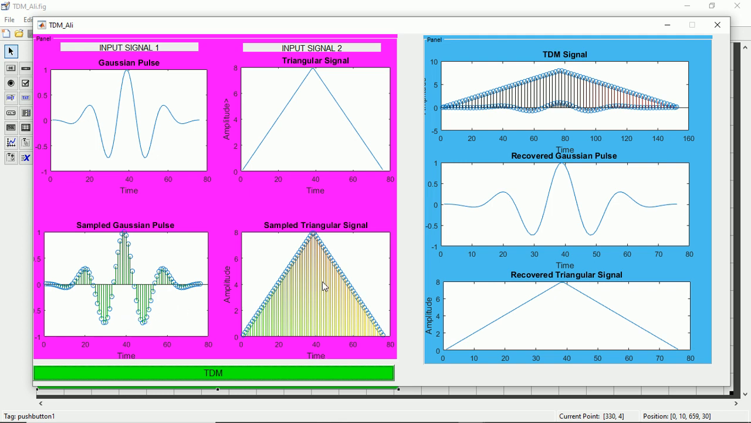Now we are mixing these two pulses and transmitting them in a TDM signal. So this is the time division multiplexing signal. Now we have to recover those signals. So these are the two recovered signals, which are exactly the same as the Gaussian pulse and triangular pulse. Now we are going to see how it's done.